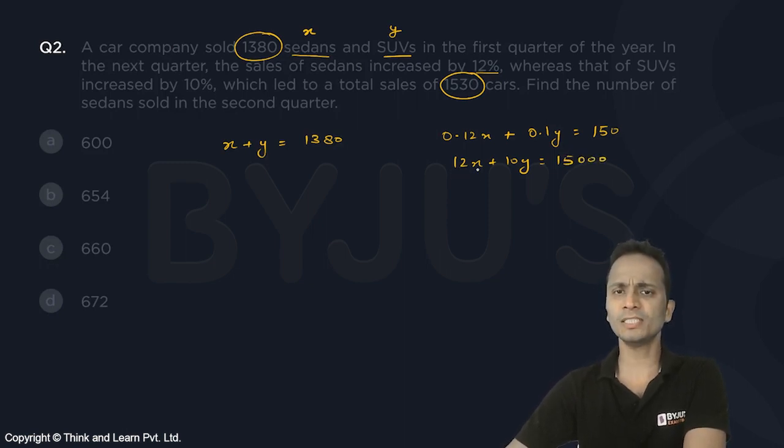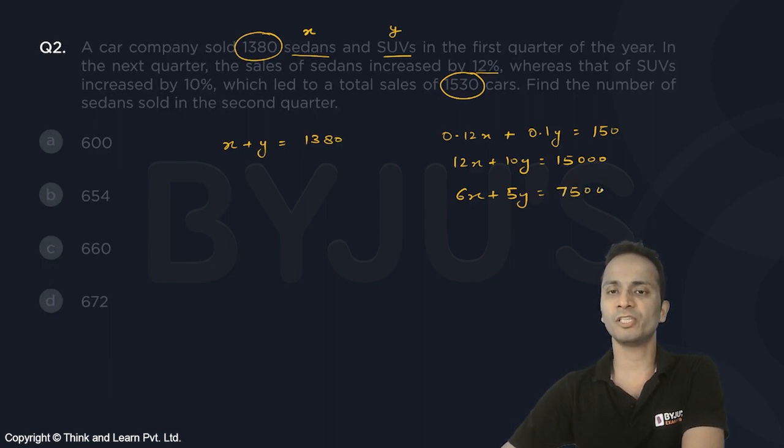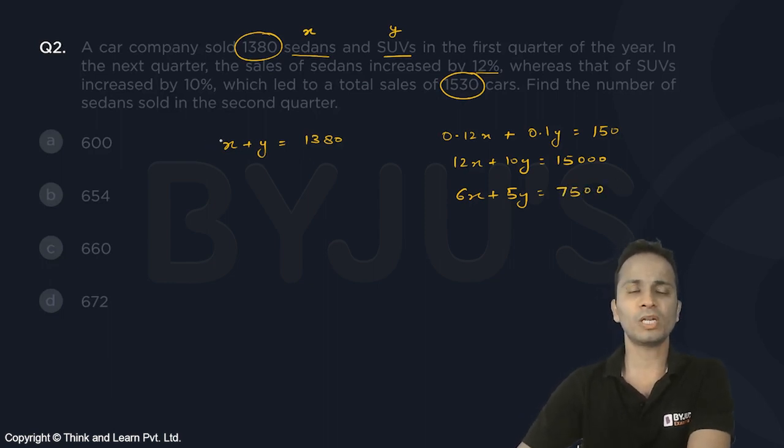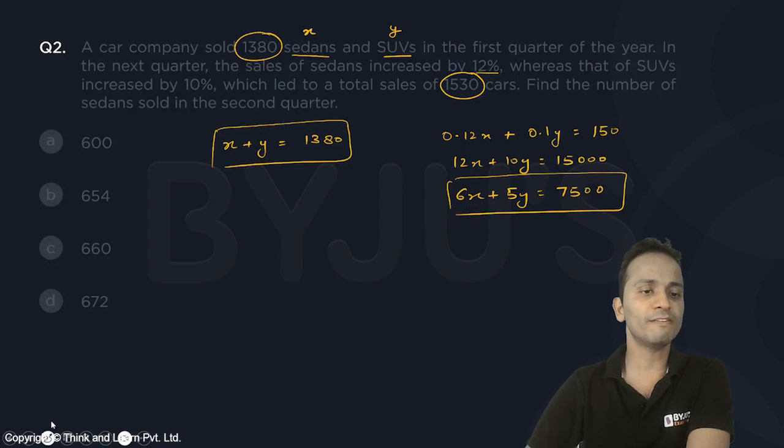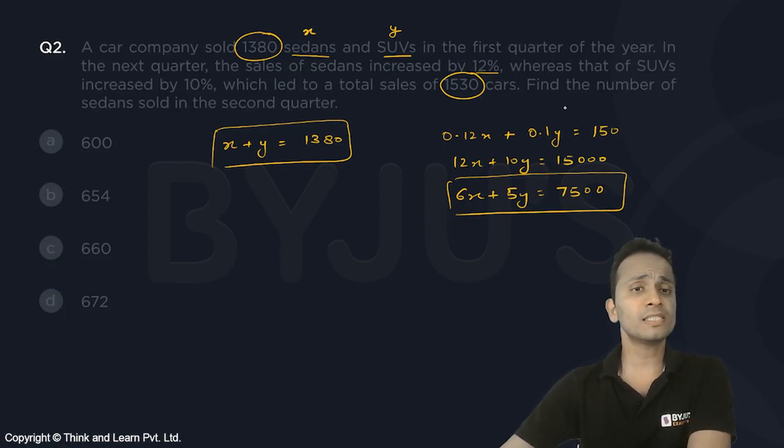Okay, taking 2 common, I will have 6X plus 5Y is equal to 7500. Okay, so now you have two equations. This is equation number 1, this is equation number 2, and now you can solve them to get the values of X and Y. Now since I need to find out the number of sedans, that means the value of X is required, so I'll eliminate Y.